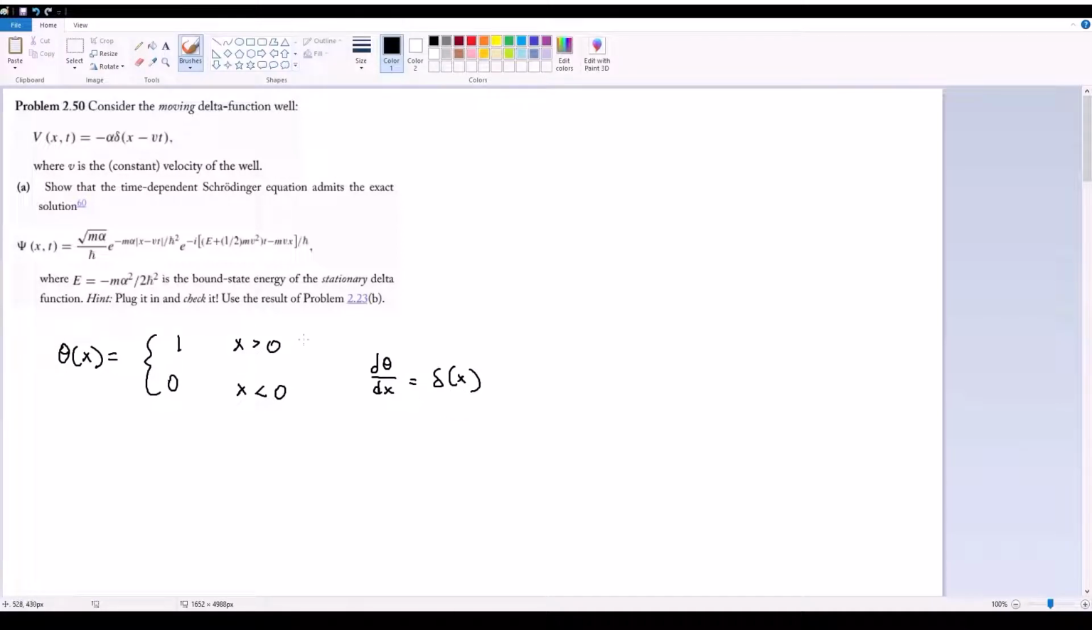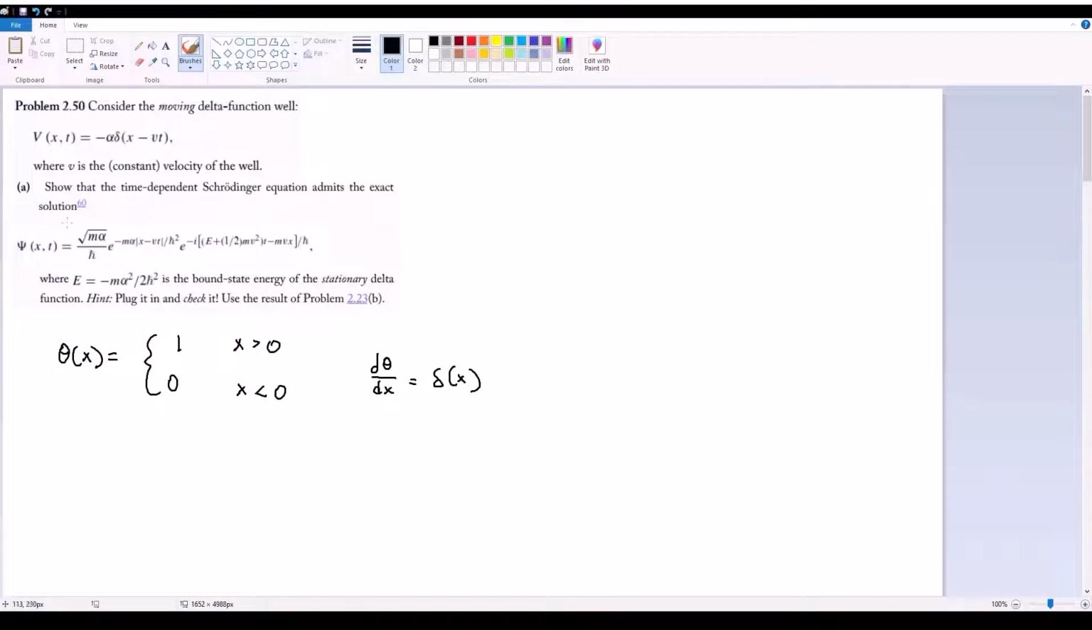So if the hint is telling us to use this result, evidently we're going to want to somehow convert this expression into a theta step function, so that when we differentiate it with respect to x and plug it into the Schrodinger equation, we start getting Dirac delta functions. So our first goal, therefore, is to convert this given wave function into the form of a step function. Really the only thing that has this sort of step behavior is going to be these absolute values in the psi expression.